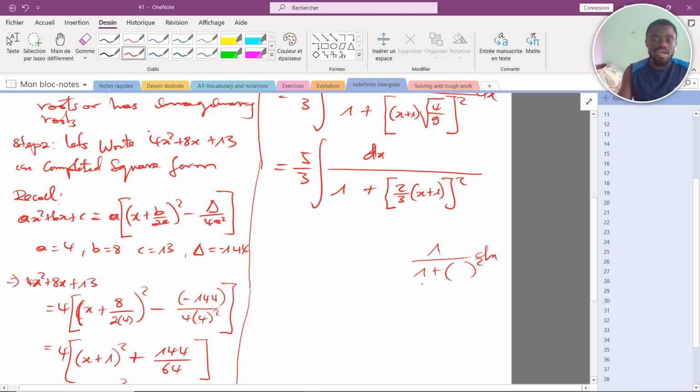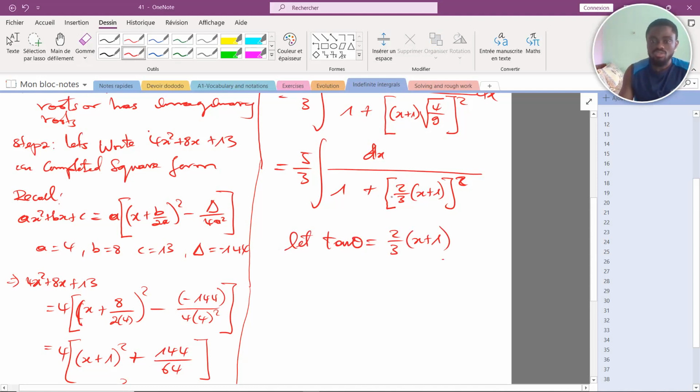And we know that when we are integrating 1 over 1 plus something which is inside a square, the best substitution is tan theta equal to what is inside the square. So the substitution we are going to do here is we let tan theta be equal to 2 on 3 times x plus 1. That's the substitution.